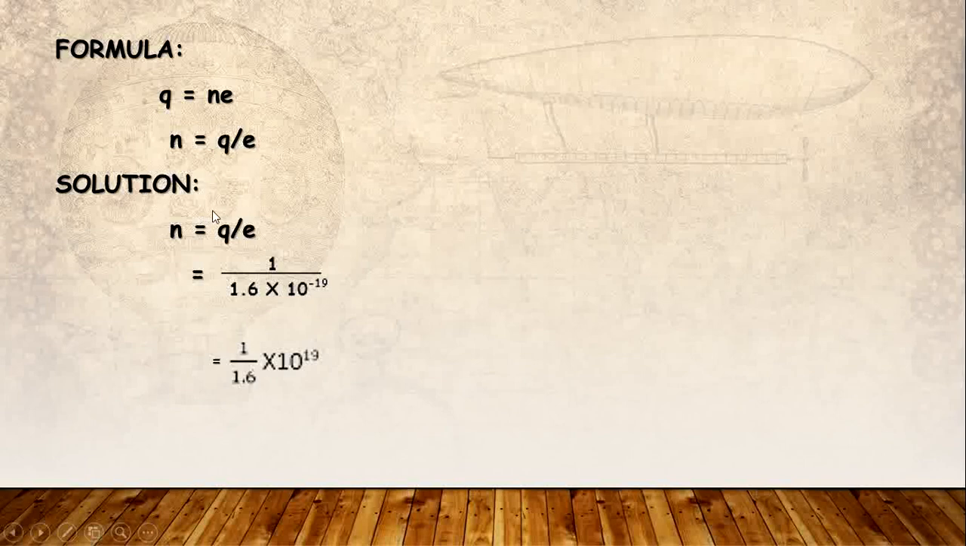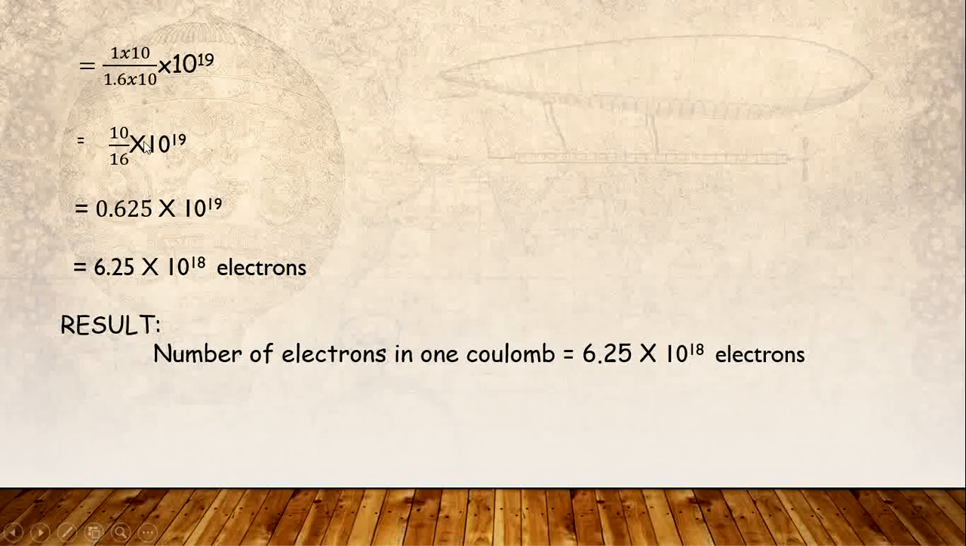Solution: N is equal to Q by e. The value of electric charge Q is equal to 1. And the charge of electron is 1.6 into 10 power minus 19. Now this 10 power minus 19 goes to the numerator, so we get 10 power plus 19. Now 1 by 1.6 into 10 power 19. To remove the decimal we have to multiply with 10. So we get 1 into 10 by 1.6 into 10 into 10 power 19. Now when we multiply this we get 10 by 16 into 10 power 19.